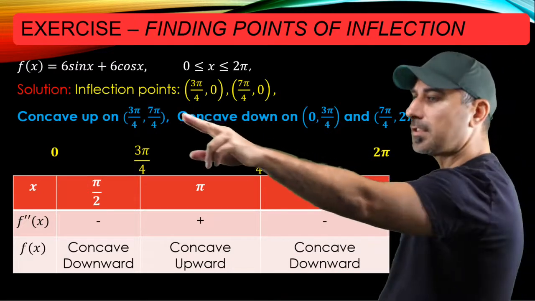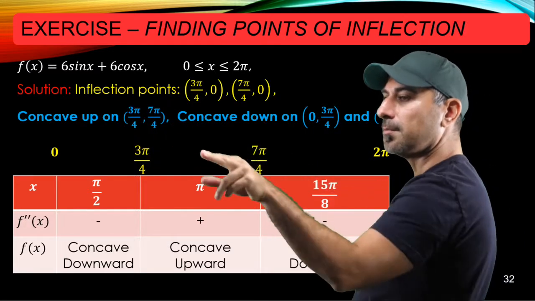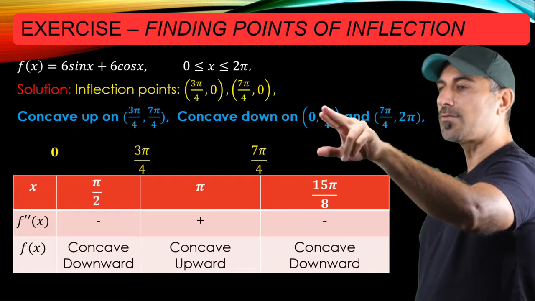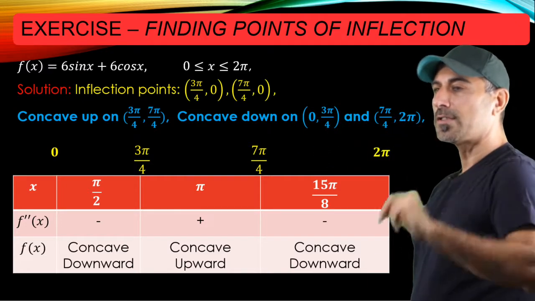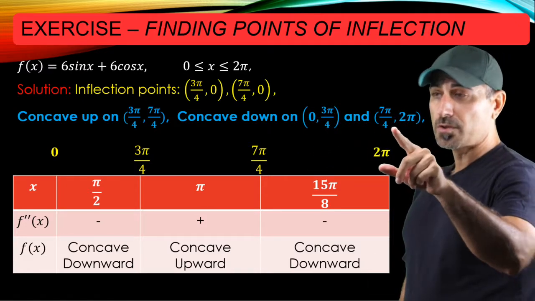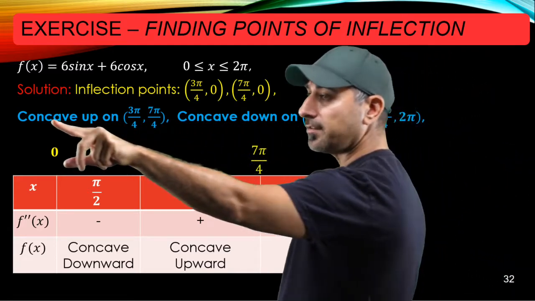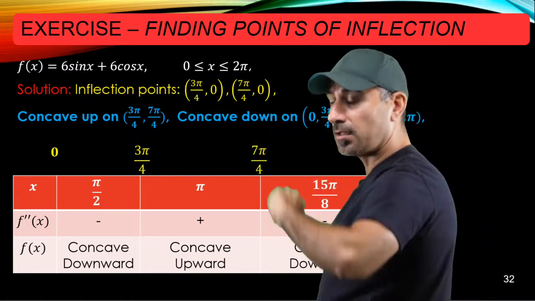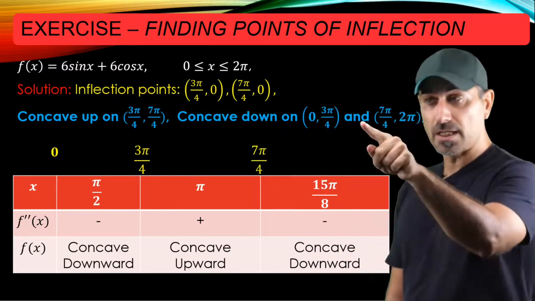So here is our conclusion. It is concave up only in the middle, 3 pi over 4 to 7 pi over 4, and concave down on 0 to 3 pi over 4, and 7 pi over 4 to 2 pi. Remember that we were supposed to write down the concavity behavior over the interval, so we had to use interval notation here.